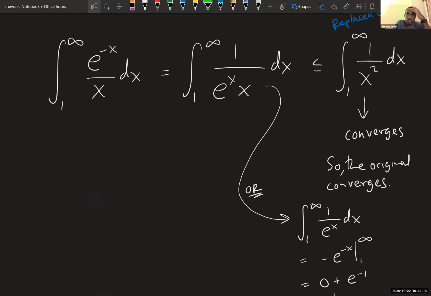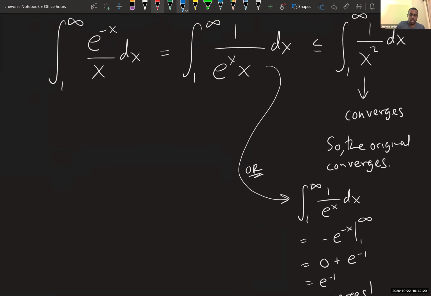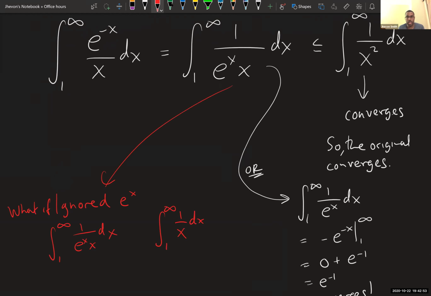So why do you not just ignore the e to the x? Why do you replace it? You could ignore the e to the x, but here's why that wouldn't work. If we ignored the e to the x, then I would have to compare this to this, and I would know that this is bigger. But what happens to the guy on the right? It diverges, so that wouldn't help. Right, gotcha.